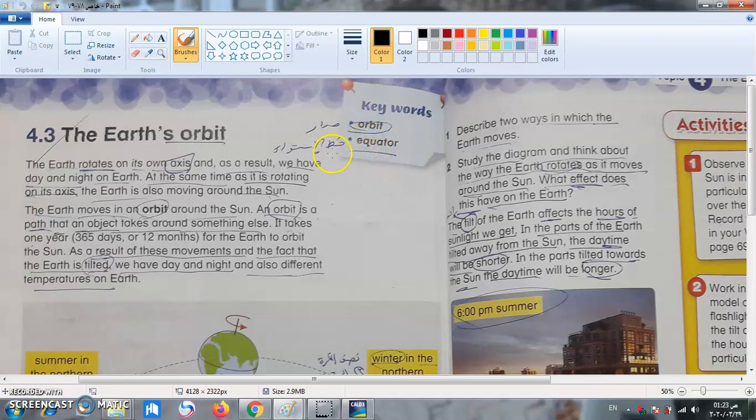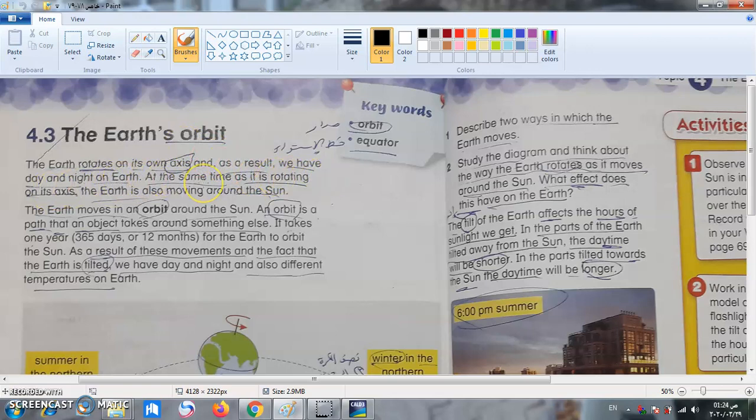Okay? خط الاستواء. And as you may know, it's an imaginary line. خط وهمي. To divide the earth into two parts or two sections. Okay? So here he said the earth rotates on its own axis. تدور الأرض حول محورها. And as a result, we have day and night on earth.